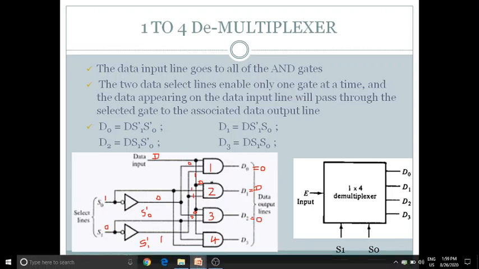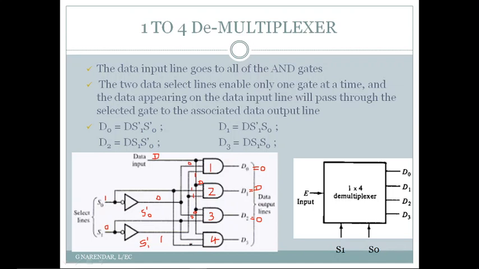Similarly, for the fourth AND gate, one of the inputs is S0, which is equal to 1, and the second input is S1, which is equal to 0. As one of the inputs is 0, D3 is also equal to 0. So except for the second AND gate, for the remaining AND gates 1, 3, 4, at least one of the inputs is 0, so the outputs are 0.